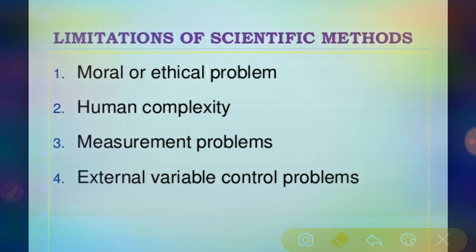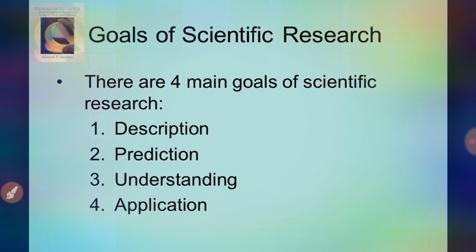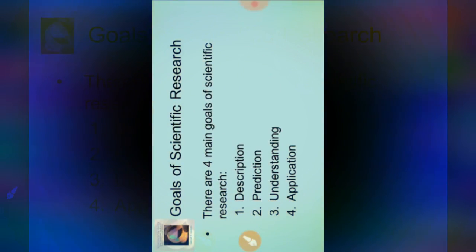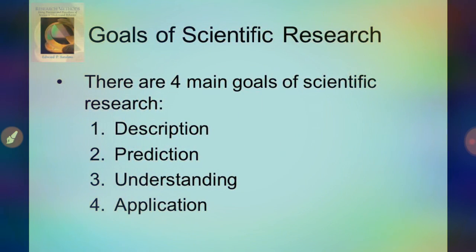Then next one, goals or aims of scientific research. This is an important question, they may ask it for 2 marks. There are mainly 4 goals. First one is description, the second is prediction, the third is understanding, and the fourth is application. Here the first one, description, means giving a descriptive account regarding a person or object or material or such a procedure.